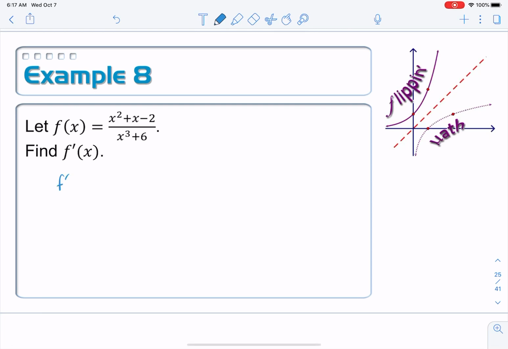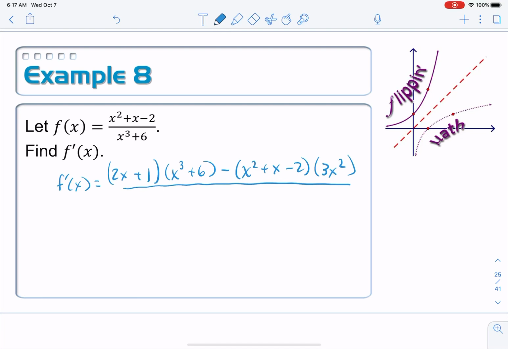So f prime of x will be equal to the derivative of the top, which is 2x plus 1, times the bottom, which is just x cubed plus 6, minus, and then the top stays the same. So top times the derivative of the bottom, x squared plus x minus 2. And the bottom's derivative is a 3x squared. All of this over the denominator squared. So x cubed plus 6 and square it.